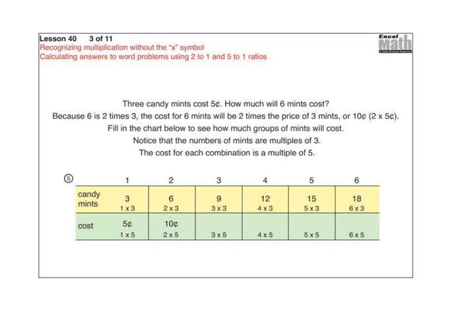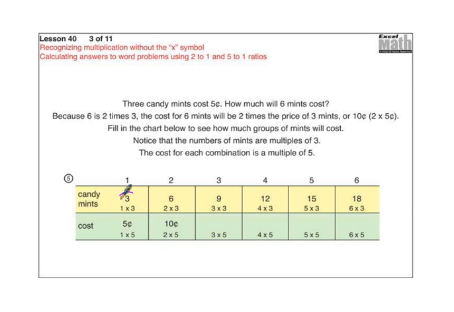3 candy mints cost 5 cents. How much will 6 mints cost? Because 6 is 2 times 3, the cost for 6 mints will be 2 times the price of 3 mints, or 10 cents, because 2 times 5 is 10. Fill in the chart below to see how much groups of mints will cost. Notice that the numbers of mints are multiplied by 3. The cost for each combination is a multiple of 5.